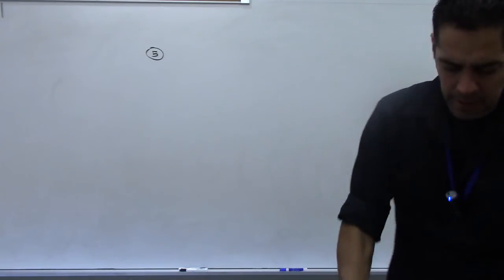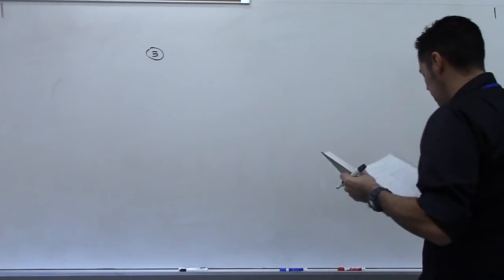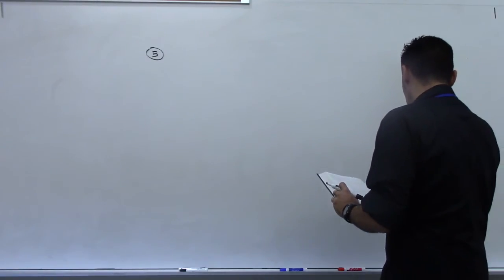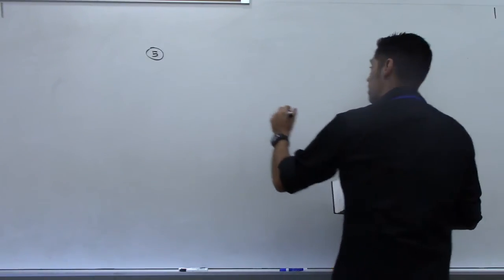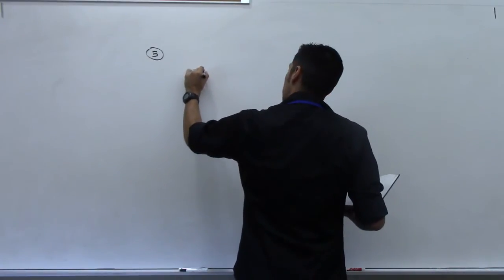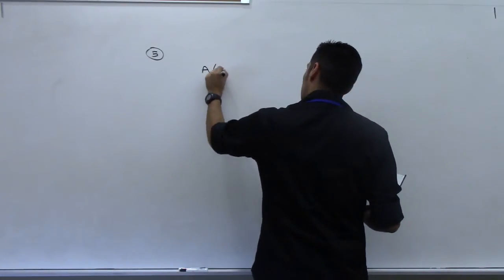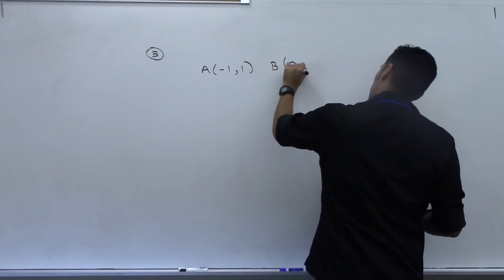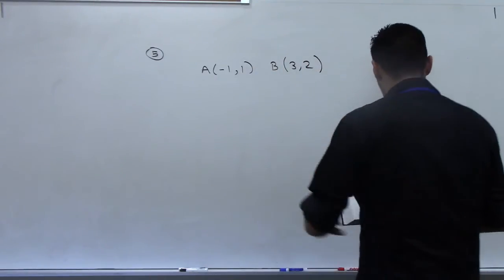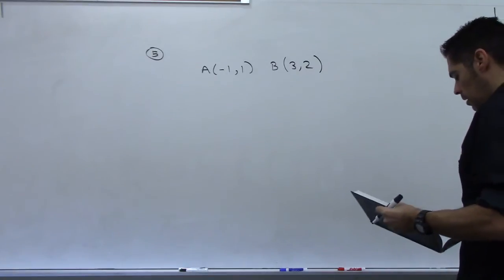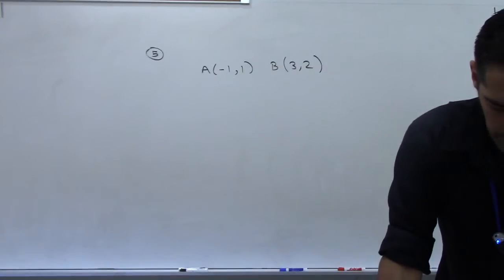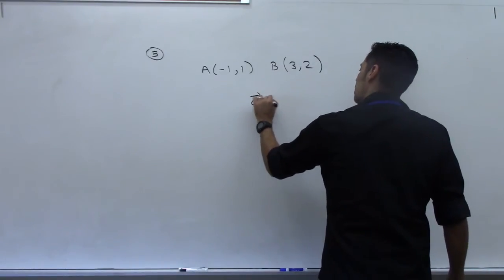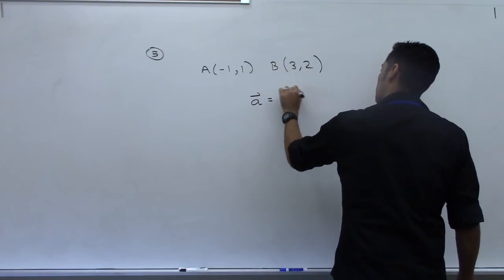Number 5, find the vector a with the representation given by the directed line segment AB. Draw AB, start at the origin. For 5, they give you point A is the point negative 1, 1. Point B is the point 3, 2. And so we want to try and find this vector a, which is the vector that goes from A to B.